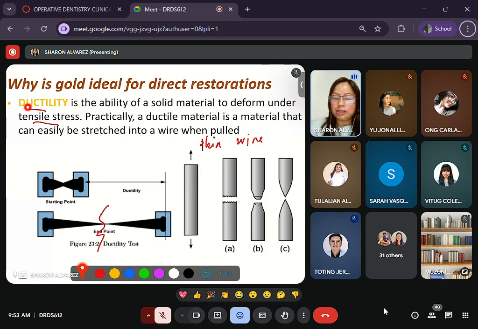Ductility is the ability to undergo application of tensile stress without fracture. So you can draw the gold to become very thin wire without fracture. It's the most ductile.